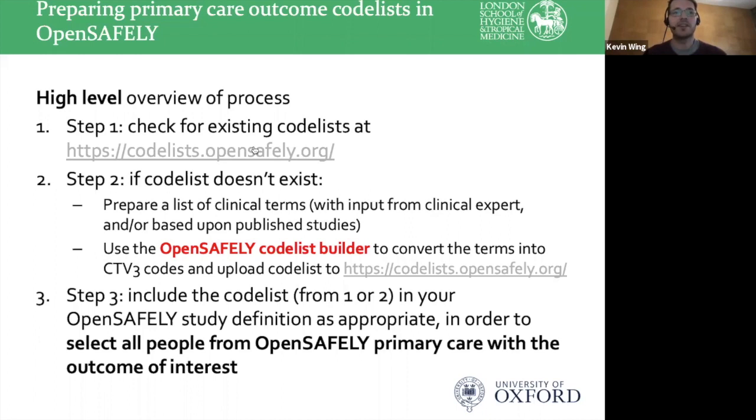And then onto step 3, you can include your code list in your OpenSAFELY study definition. Okay, and so that's a file that defines everything, all the data that needs to be included in your study. And it will also list all the code lists. So you would add your new code list to your study definition. And what that means is that you can then apply those lists of codes related to the clinical terms that you know about to all the people in OpenSAFELY, and you could select people based upon that outcome.